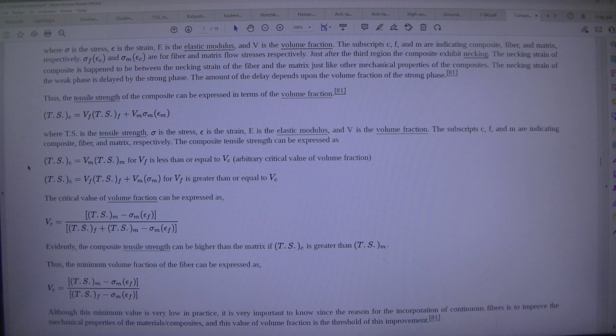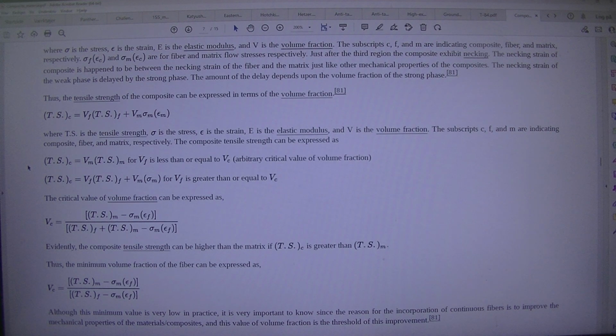Thus, the minimum volume fraction of the fiber can be expressed as follows. Although this minimum value is very low in practice, it is very important to know, since the reason for the incorporation of continuous fibers is to improve the mechanical properties of the materials/composites, and this value of volume fraction is the threshold of this improvement.